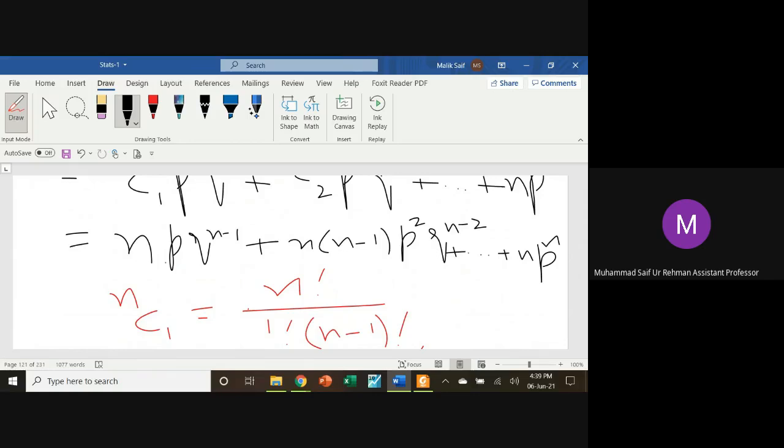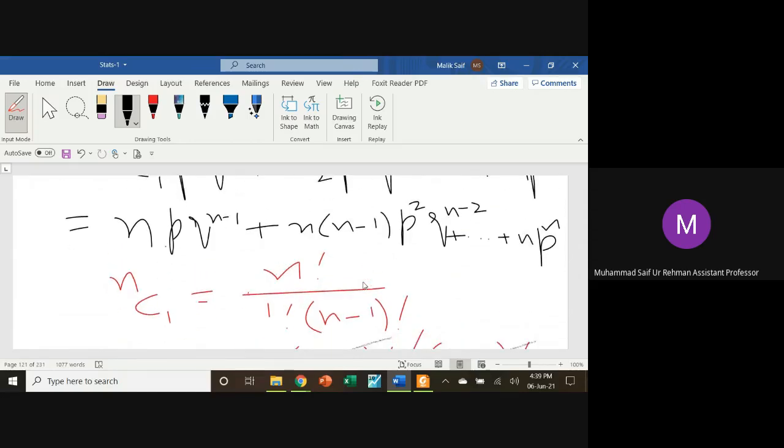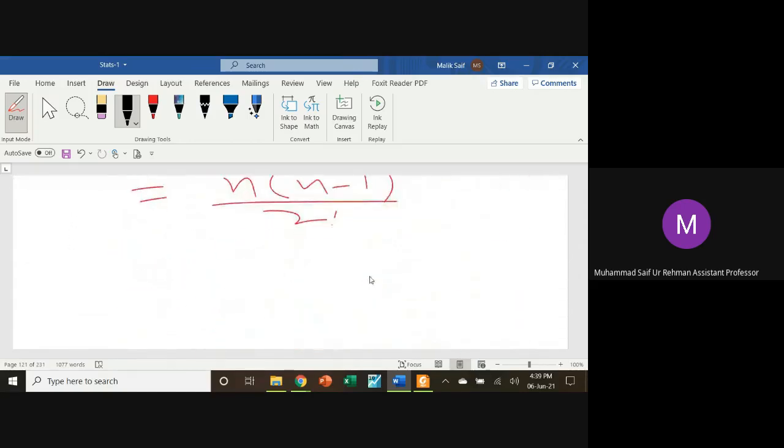So now there is a trick. What you have to do? You can see NP is here, N and P is here in this term. So NP will be there in all terms. So what can you do? You can take NP common from all terms.